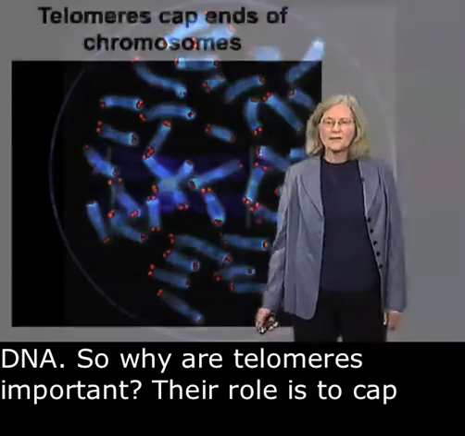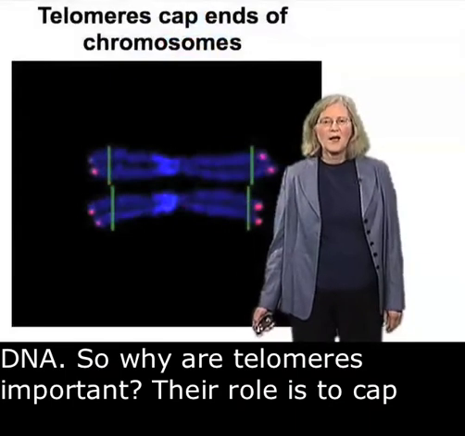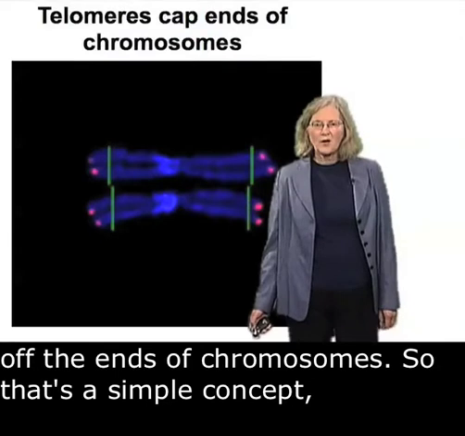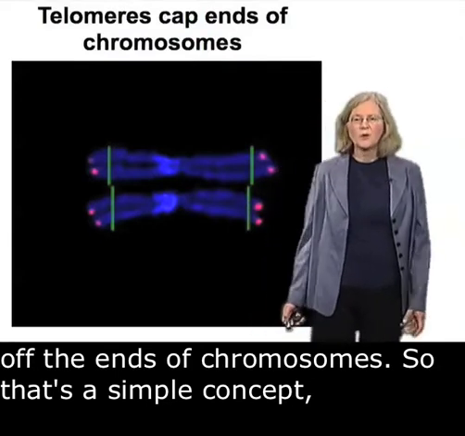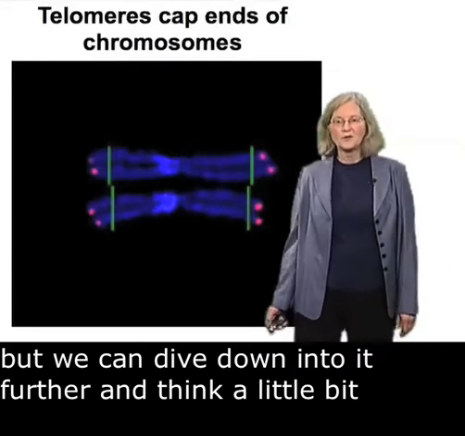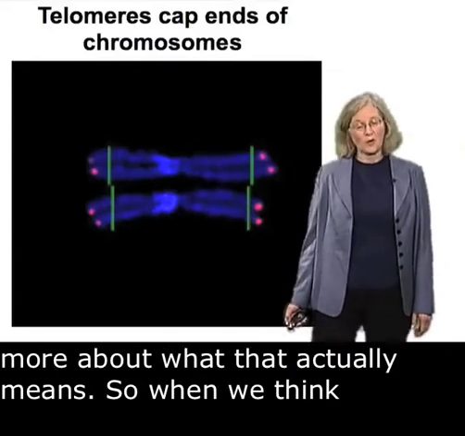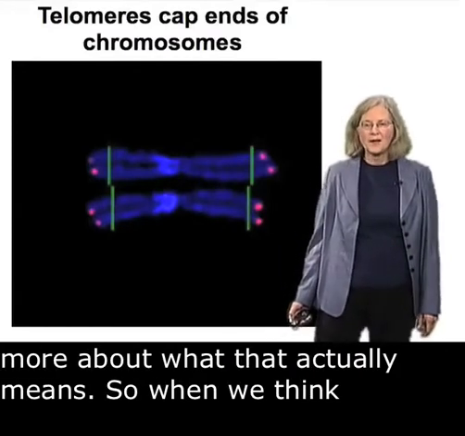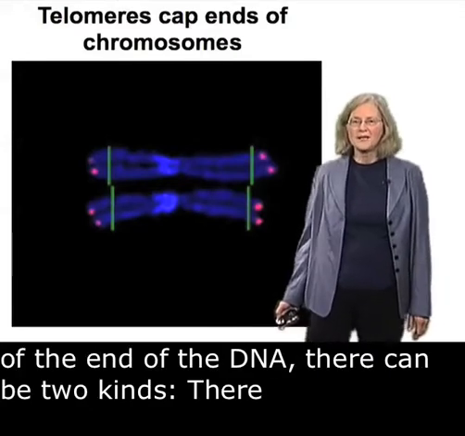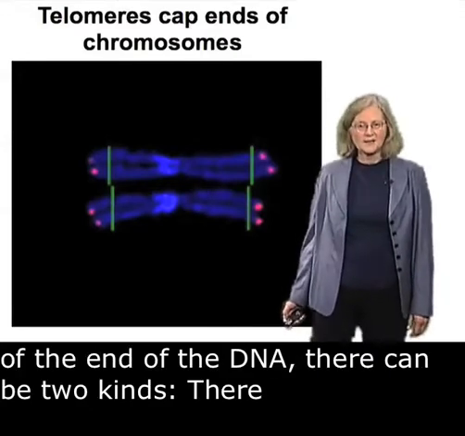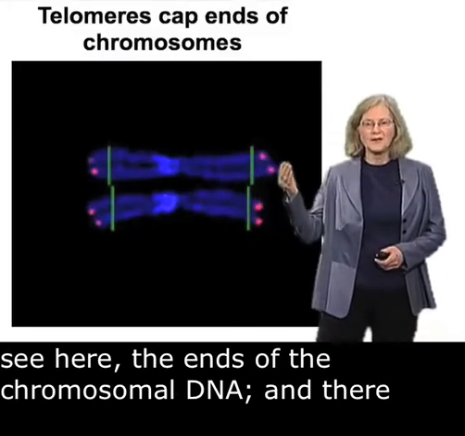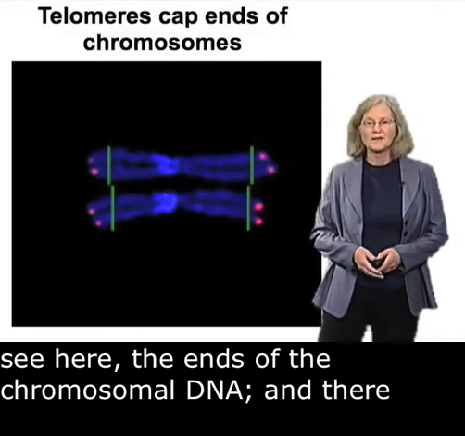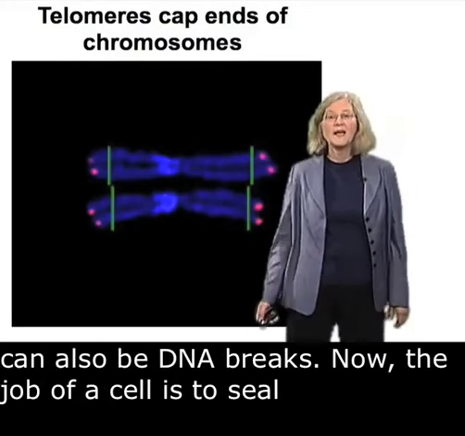Okay, so why are telomeres important? Their role is to cap off the ends of chromosomes. So that's a simple concept, but we can dive down into it further and think a little bit more about what that actually means. So when we think of the end of a DNA, there can be 2 kinds. There can be the natural end of the DNA, such as the ones that we see here, the ends of the chromosomal DNAs. And there can also be DNA breaks.